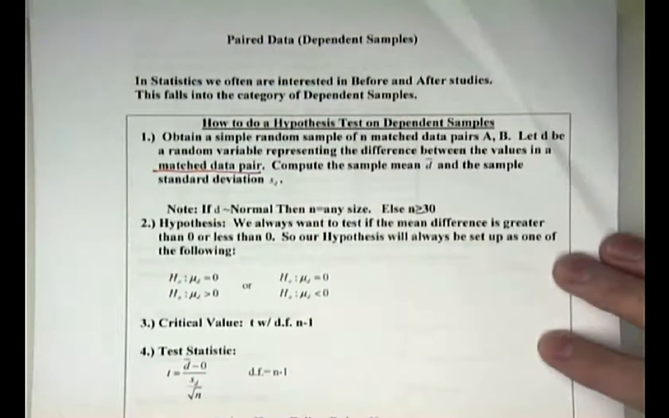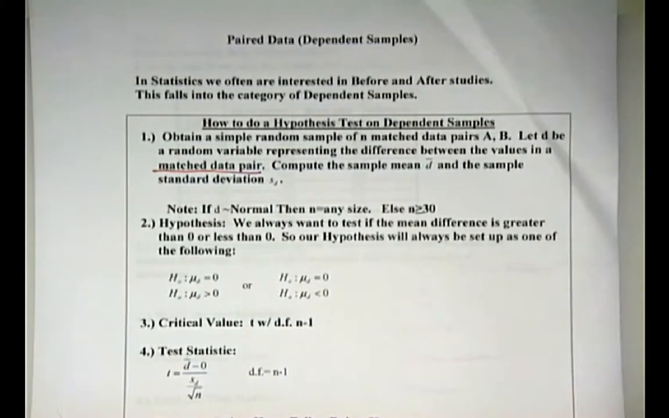So if you know the differences are distributed normally, which if the sample is distributed normally, then any sample size will do. Otherwise, we're going to need a sample of n greater than or equal to 30. In these examples that we're doing, we usually assume that we have a normal distribution taking place.